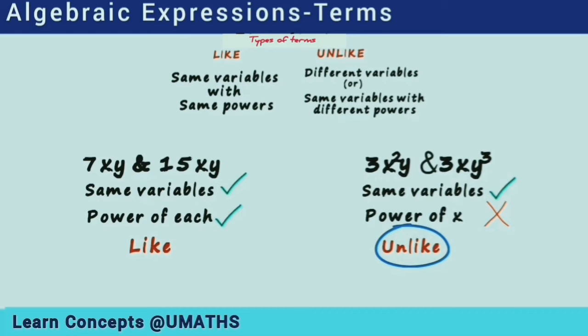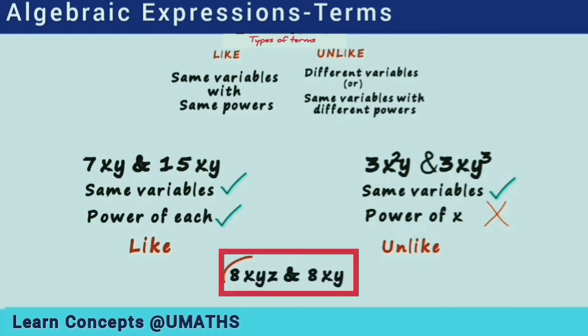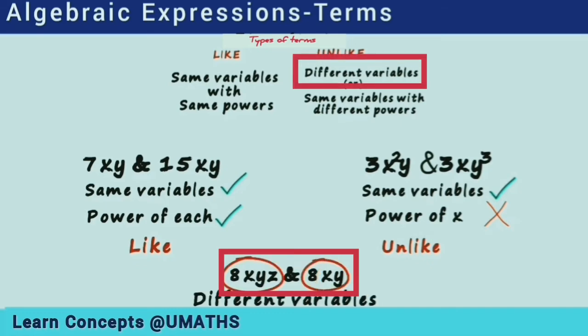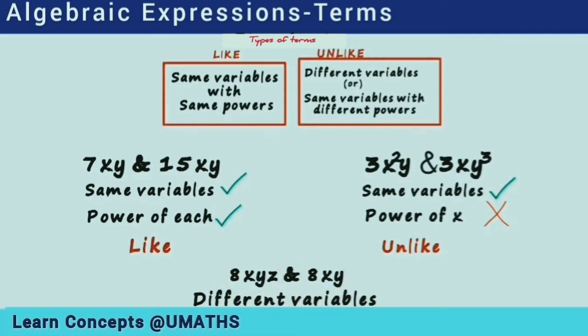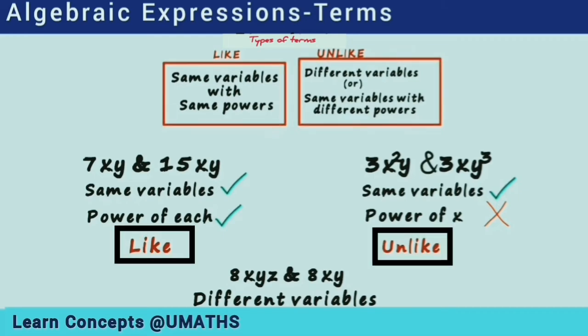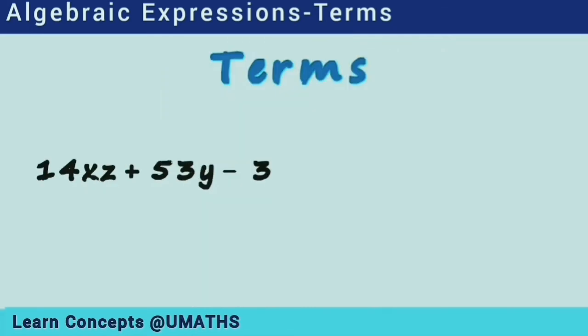Let us take one more example, 8xz and 8xy. First term has 2 variables, x and z, and second term has 2 variables, x and y. Both the terms have different variables, hence these are unlike terms. Students, you just have to remember these two things and you will not have any problem to identify like and unlike terms. Let us understand one more concept related to number of terms in the expression.